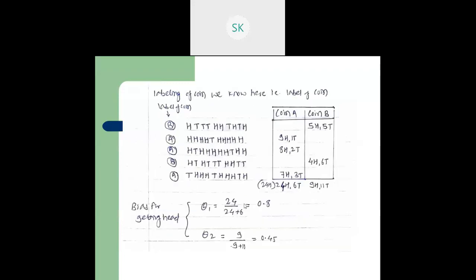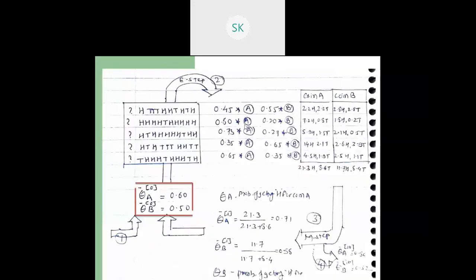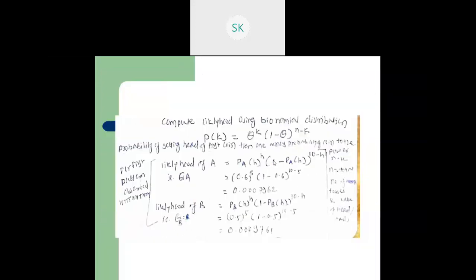If the labels are unknown, then we can update with respect to coin A and B because we know which belongs to which coin. So what we have done is, if the labels are unknown, then we need to follow this process: by assuming some values at the start, the assumed values get updated by calculations. The calculation is provided here.